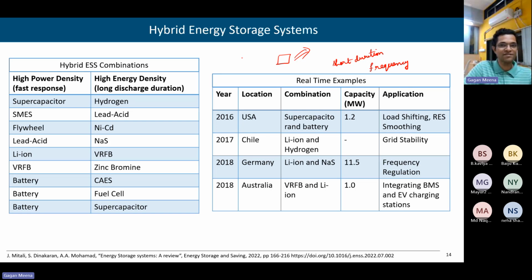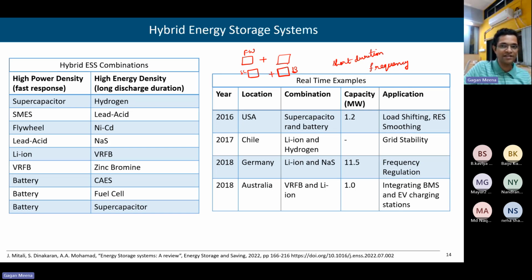What can be done is we can have a flywheel or a supercapacitor here with the battery. So these short duration fast response services can be provided by this flywheel, and the longer duration secondary or tertiary frequency response services can be met by battery energy storage. These are the different combinations.